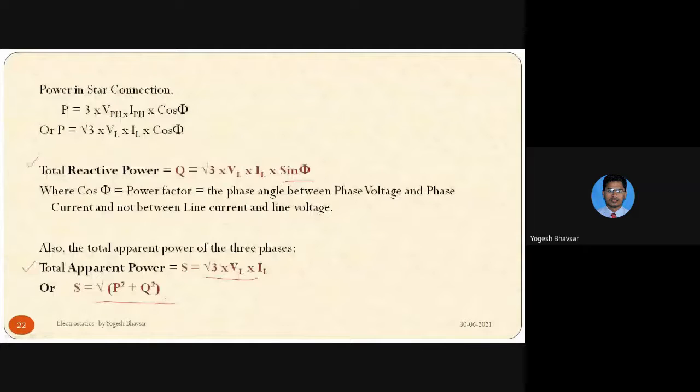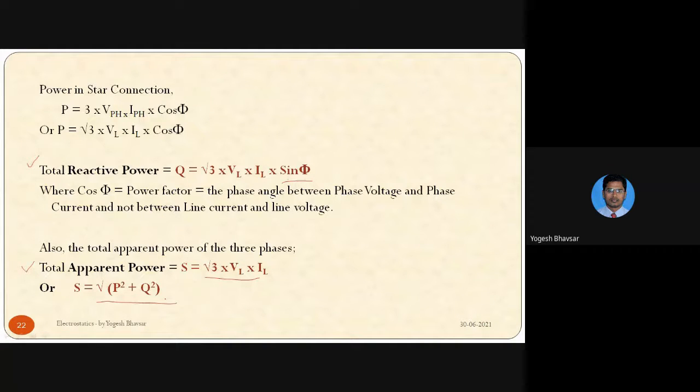So this is active, reactive and apparent power for delta connection. So you can observe that the active, reactive and apparent power equations are same for star as well as delta connection. There is no difference. Active power is root 3 VL IL cos phi, reactive power is root 3 VL IL sin phi, and apparent power is root 3 VL IL. In both cases these equations are the same.